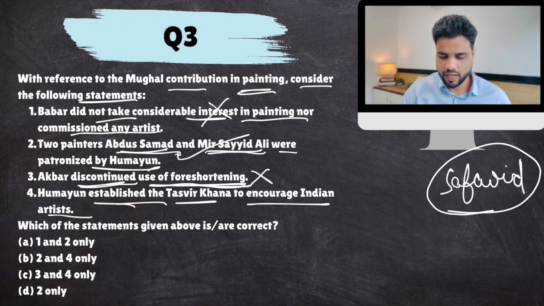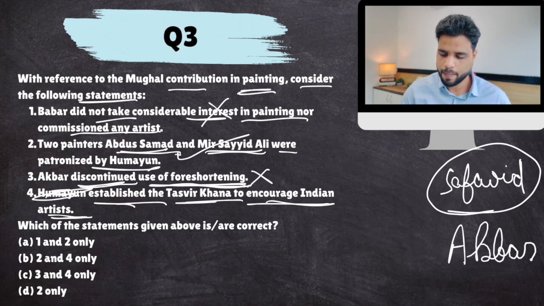Humayun established Tasveer Khana to encourage Indian artists. No, actually, Tasveer Khana was created by Akbar. It was an organization which promoted Indian painters. That was Akbar, not Humayun. So only 2 is correct.